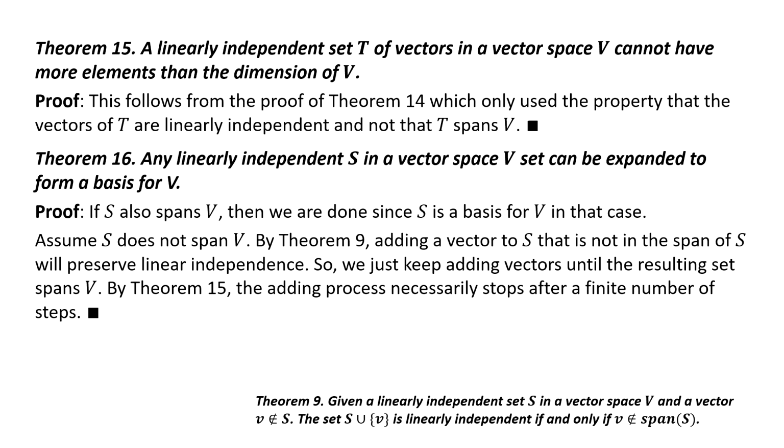Theorem 15. A linearly independent set T of vectors in a vector space V cannot have more elements than the dimension of V. This follows from the proof of Theorem 14. If you look at it closely, you'll notice that although we assumed T was a basis, we only used the fact that it was linearly independent in the proof. So that pretty much means that our proof of Theorem 14 applies here, and we cannot have more elements than the dimension of V for our linearly independent set T.